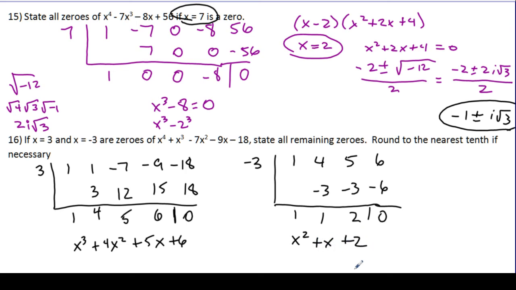Okay, so now I need to look at this and say, okay, now this is something that I could potentially solve. I know how to solve quadratics. Okay, and so now I need to look at this and say, how do I solve x squared plus x plus 2? Okay, in this case I can't solve x squared plus x plus 2. There's nothing that multiplies to 2 that adds up to positive 1, right? So this is not factorable.